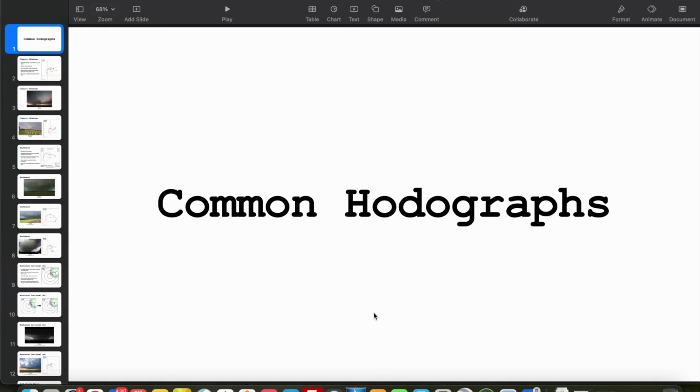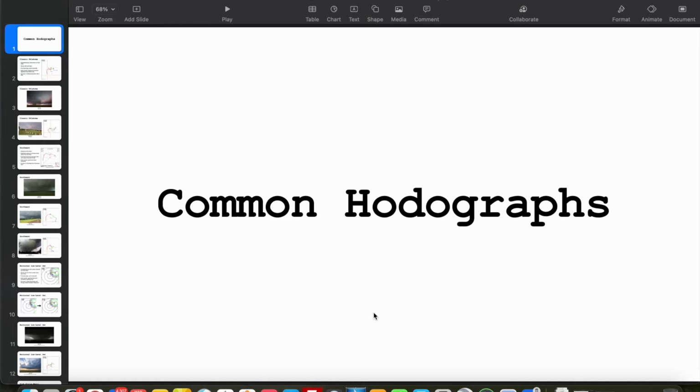Now, just a disclaimer before we start. These hodographs, just because I say a certain hodograph, say, is most common in the southern plains in April and May, does not mean that it can't be found in other places and other times of the year. These hodographs can happen anywhere at any time, but we're going to go through some of these hodographs and tell you where they're most commonly found and what time of year they're most commonly found.